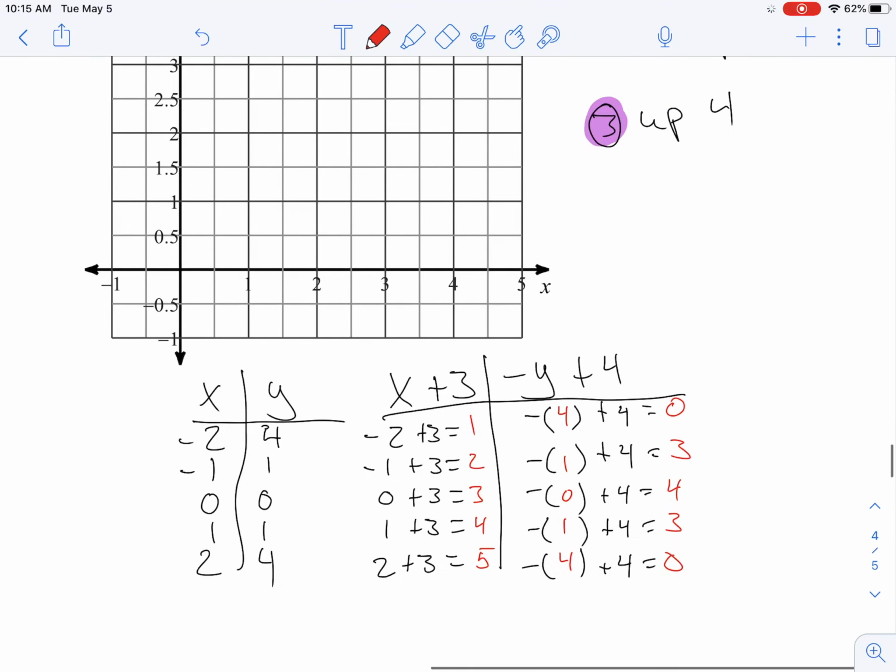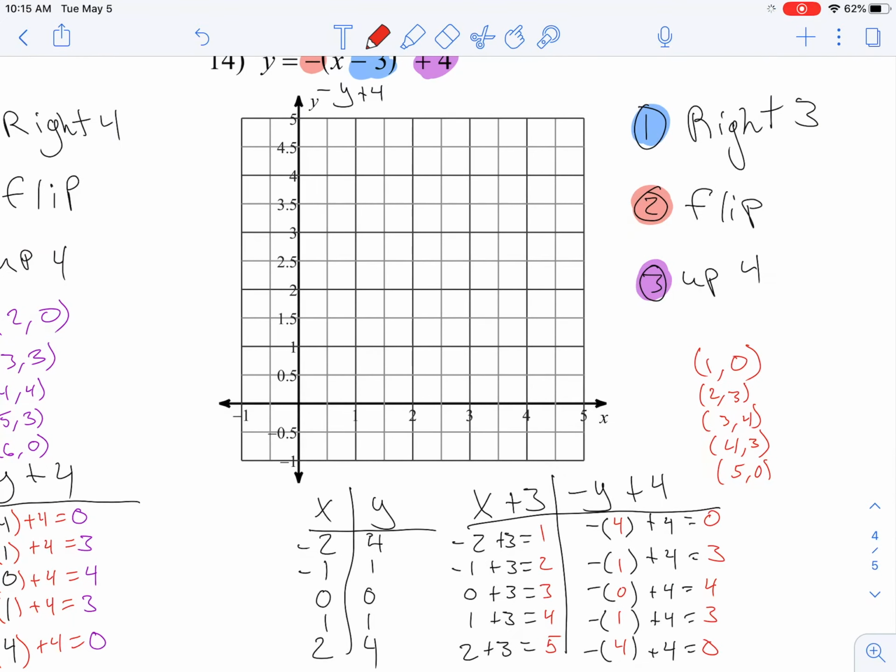So I'm going to list my points out just so that you see where they're coming from. My first point, just doing each of these. As you see, I'm circling them here. So 1, 0, 2, 3, 3, 4, 4, 3, 5, 0.